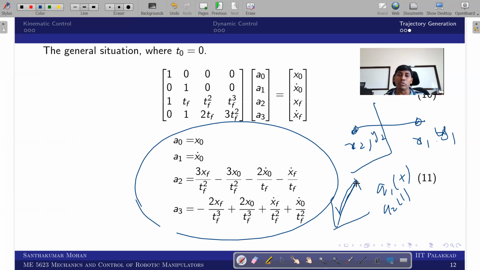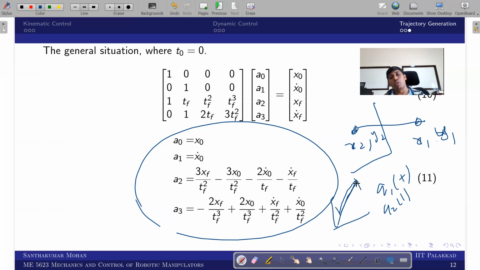For that too, you can assume that the initial velocity and final velocity, initial acceleration and final acceleration all become zero. Then it would come as a 3, 4, 5 polynomial. In the sense, the polynomial would have only third, fourth, and fifth order coefficients available, in addition to the initial position. Okay, so all of this you can see.